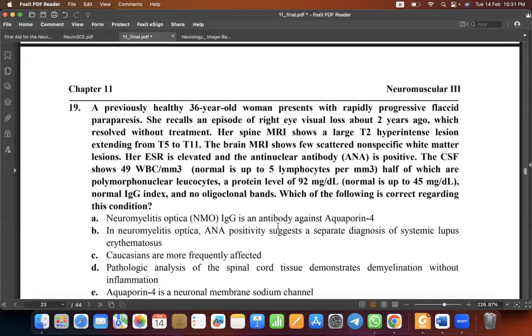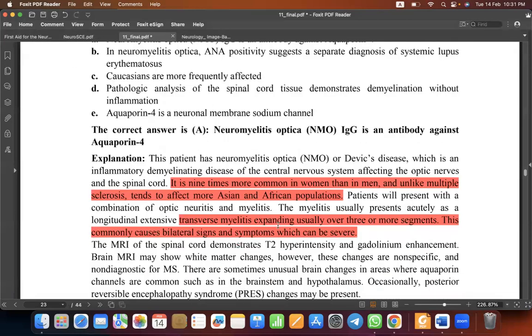Caucasians are more frequently affected. Pathological analysis of the spinal cord demonstrates demyelination. Aquaporin 4 works on astrocytes, I guess. So I guess A could be the best possible answer.